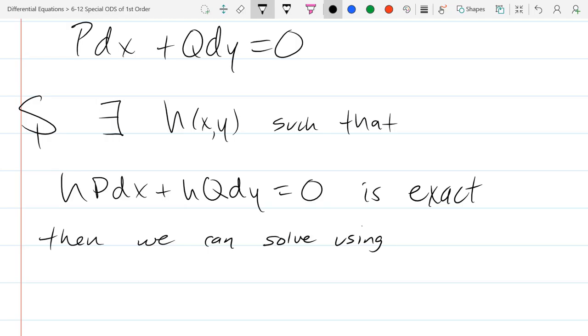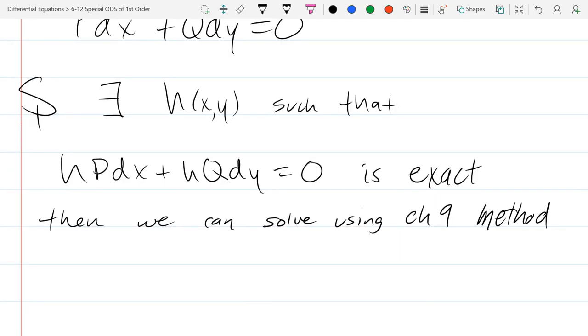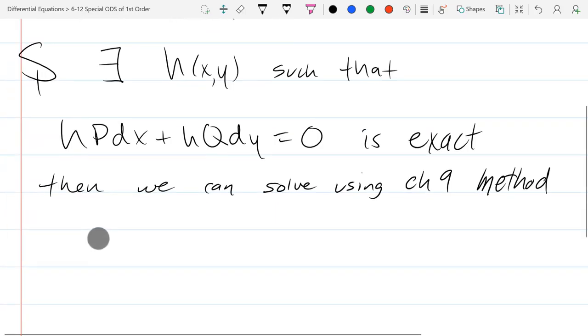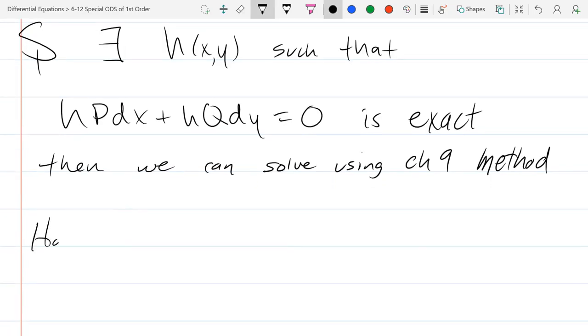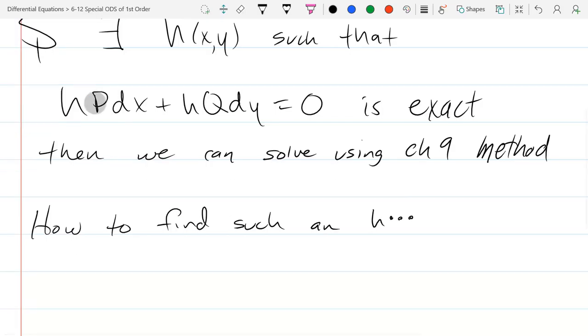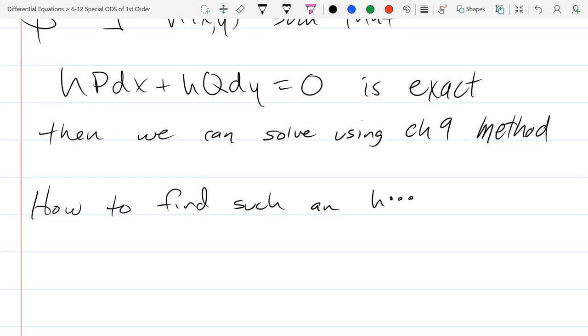So using the method from chapter 9, the exact. So the question is, how in the world do we actually go about finding that h? It would be really nice if it existed. How would we go about creating it? All right, in my notes I have written down it's not easy.